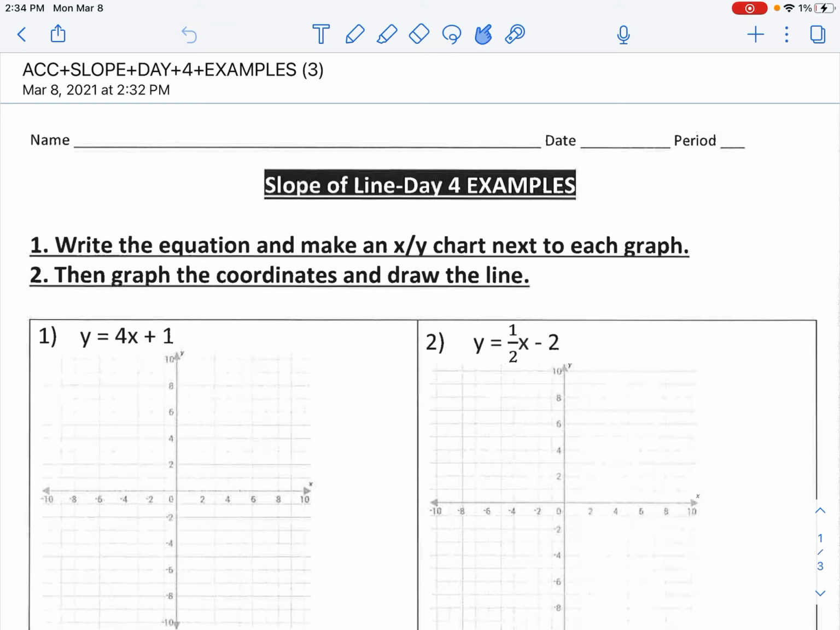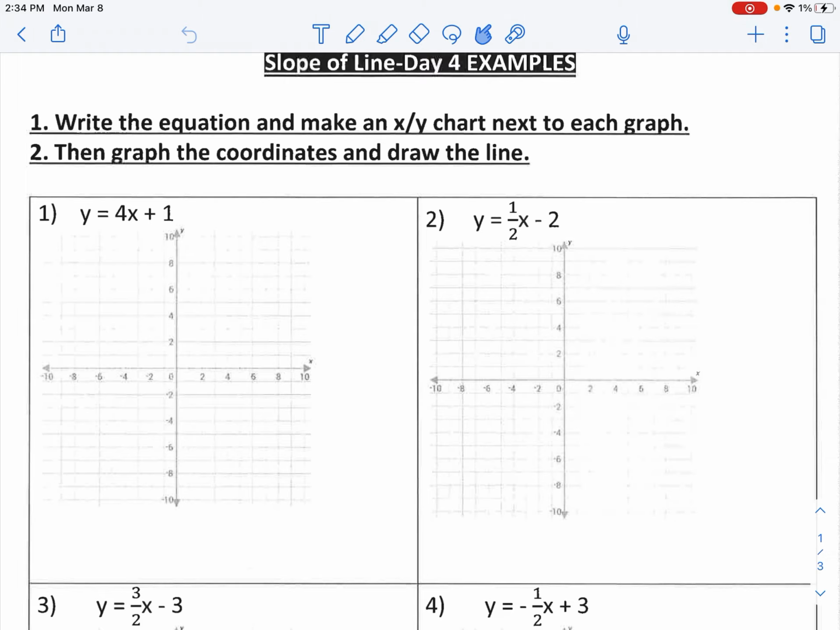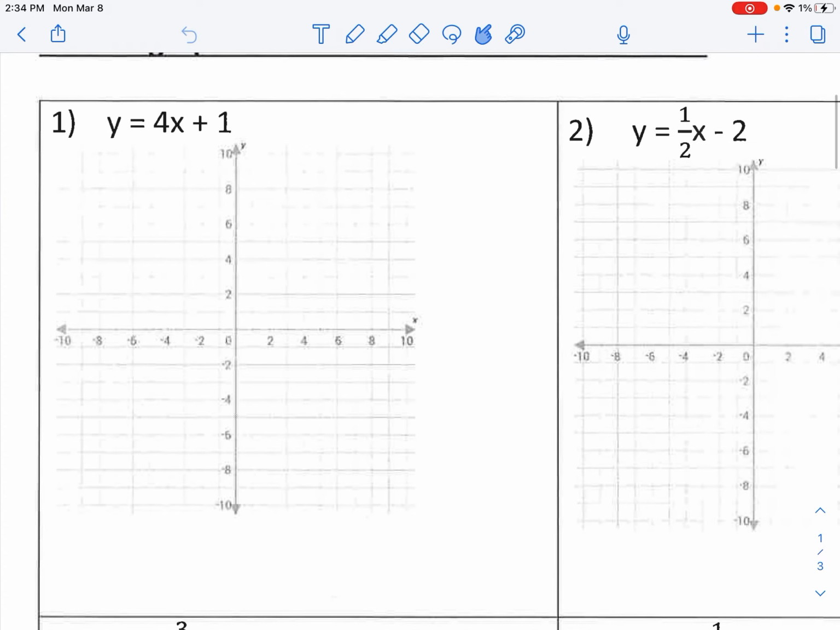All right, so we are going to make an XY chart for every problem and then graph the coordinates and draw the line. So focusing on number 1, I'm going to slide over here. When you're making your XY chart, we're just going to keep the numbers simple. We're going to use 0, 1, and 2. On a coordinate plane like this that only goes up to 10 and -10, you also want to use smaller numbers so that the points will fit on your line.